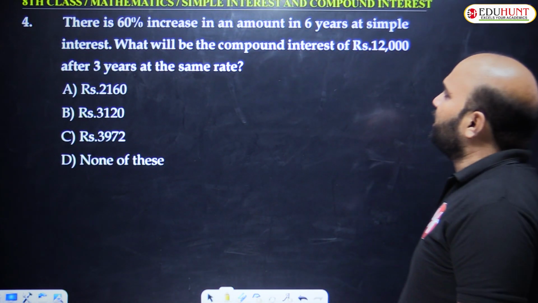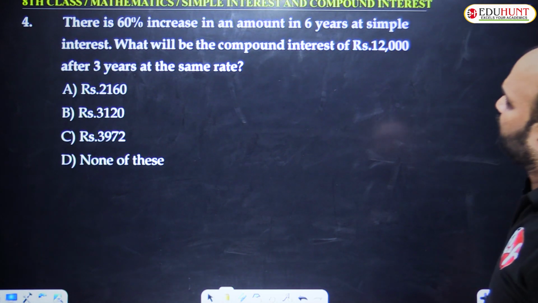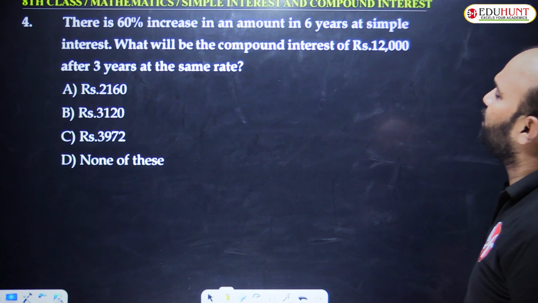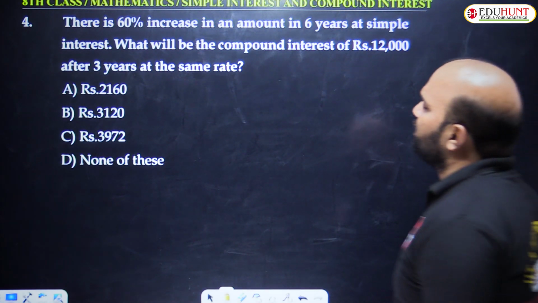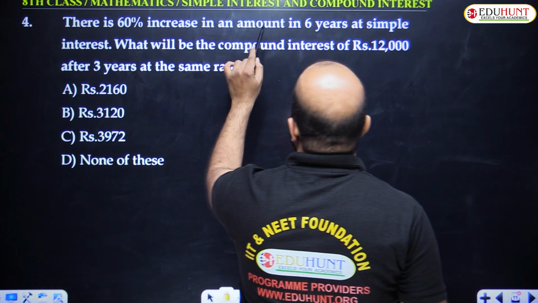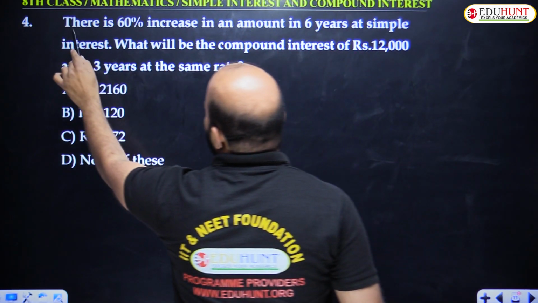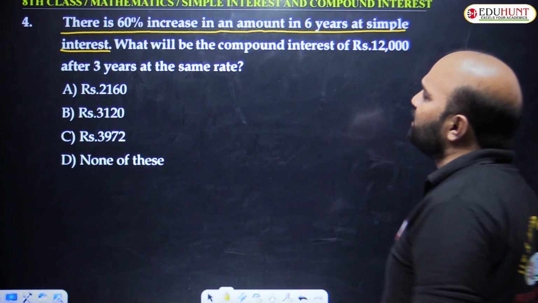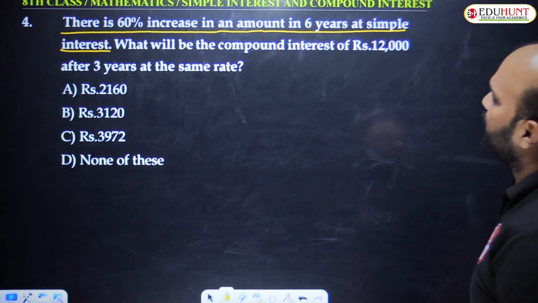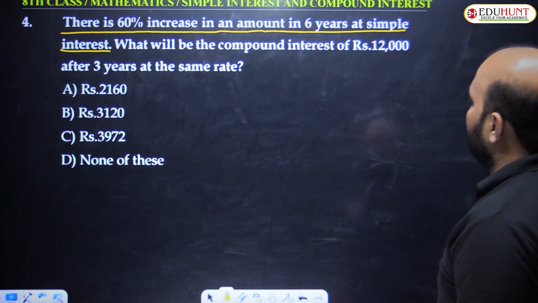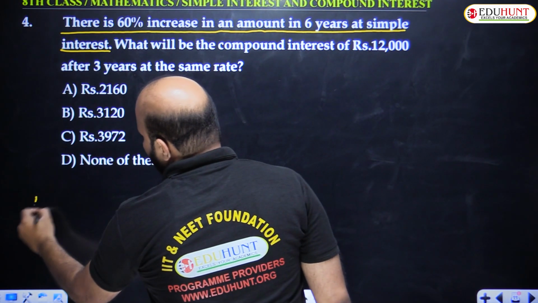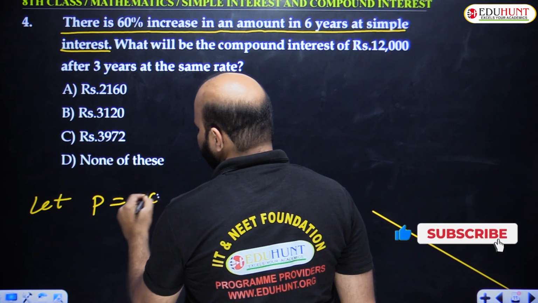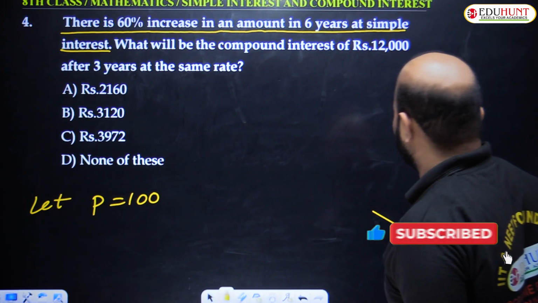There is a 60% increase in an amount in 6 years at simple interest. What will be the compound interest of 12,000 rupees after 3 years at the same rate? So in that, initially what is given is a 60% increase in an amount in 6 years at simple interest. So basically in that question, the 60% increase is called interest according to simple. Am I clear? So let me take the principal. You don't know the principal according to simple interest. It will be considered as 100. P equals 100.